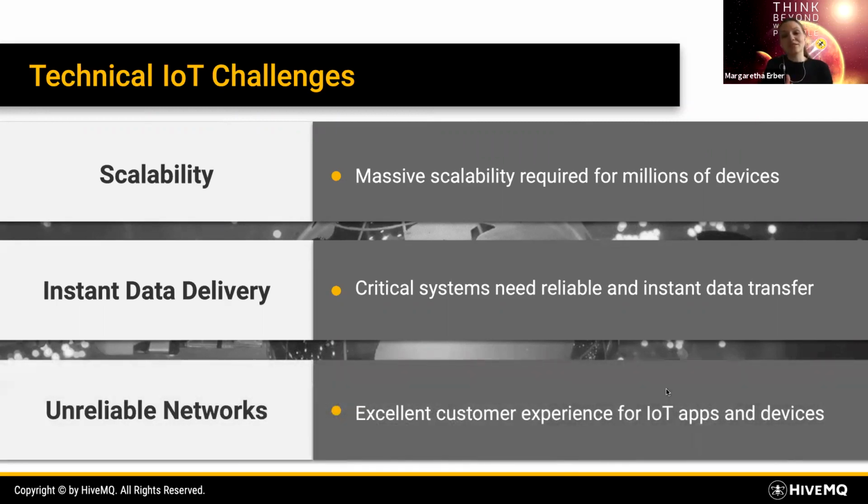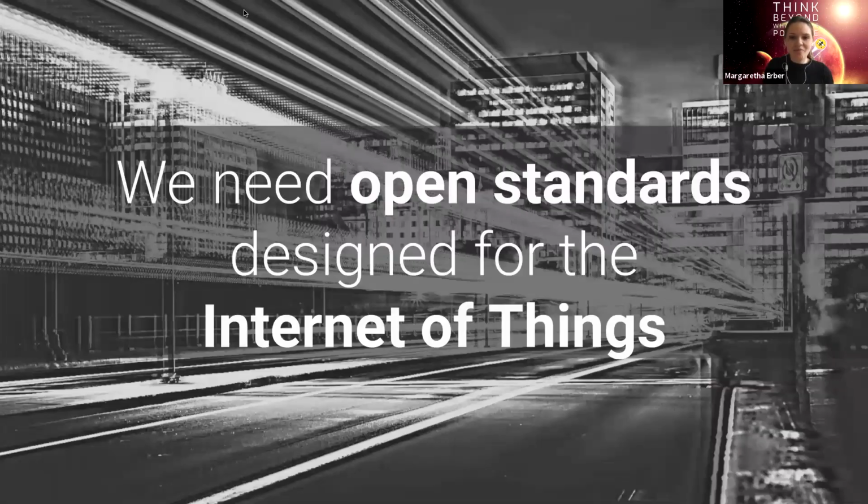And last but not least, unreliable networks. If you think about an IoT device out there somewhere, maybe your car, it is not always given that you have a stable internet connection. In a perfect world, you would have a stable internet connection, but it's not possible everywhere, and that's something you have to deal with. Connections can be flaky, especially for moving devices. So you really need something that can help you communicate over unreliable networks. That's why we need open standards that are really designed for the Internet of Things, and one standard that is especially designed for the Internet of Things is MQTT.